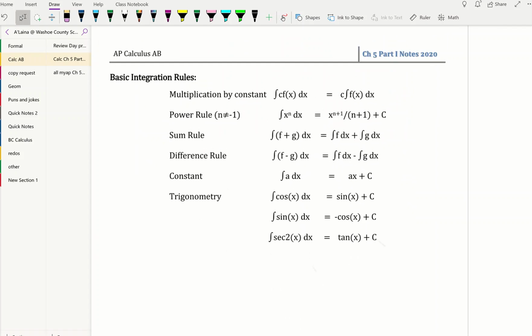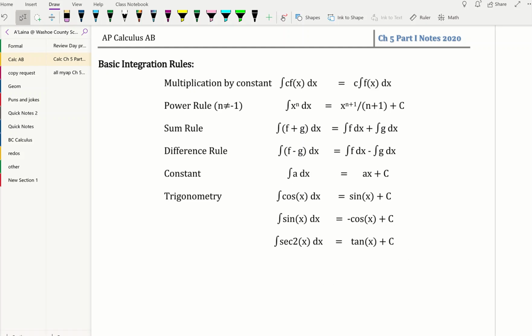And, oh, there's more. This is just a summary of some rules here. If you are multiplying by a constant, you can just multiply by a constant as you do your integral. Here's a summary of the power rule, which we talked about earlier. If you have two different expressions being added, you can just take the integral of each part and continue adding. Same idea when you subtract. An integral of a constant, like the integral of 5, would be like 5x plus c. And then a summary of our trig rules.